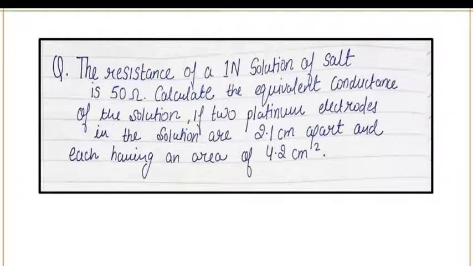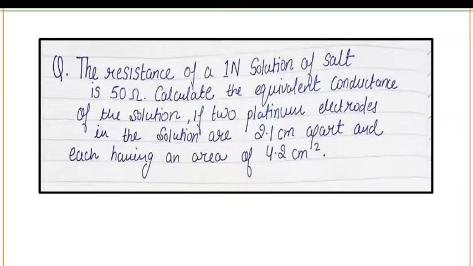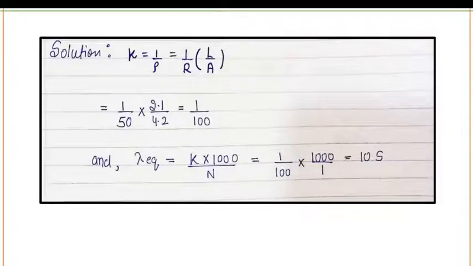So let's see the solution for this question. As you know, lambda EQ is equal to K into 1000 upon N, or you can say M, that is your concentration. But in the question, we have not been given the value of K, but we have been given the value of rho, that is, the resistance. So from the value of resistance, we can simply calculate the value of K. After putting the value of K in the formula of lambda M, we get the answer as 10. Okay, so this was the solution for the question.